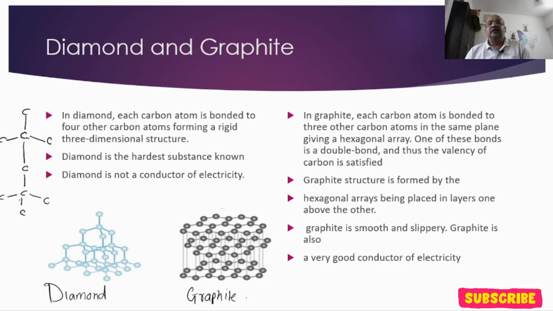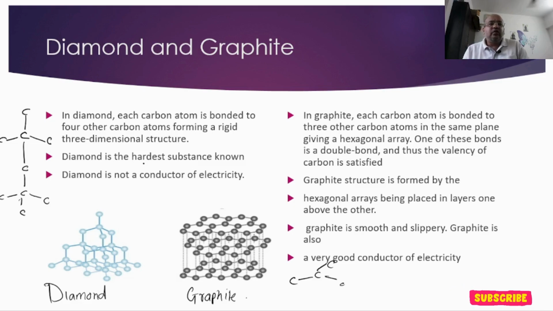Now in case of graphite, each carbon atom is bonded to three other carbon atoms, like this. Then you have a double bond. One of these bonds is a double bond, and thus the valency of the carbon is satisfied, right? Being a double bond in one of the cases, the valency is satisfied.